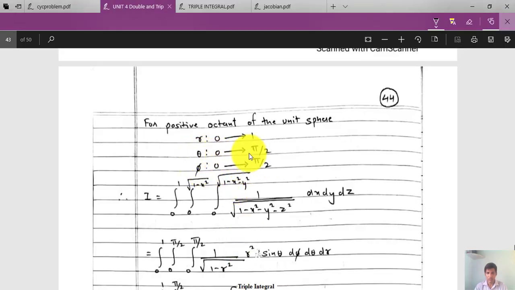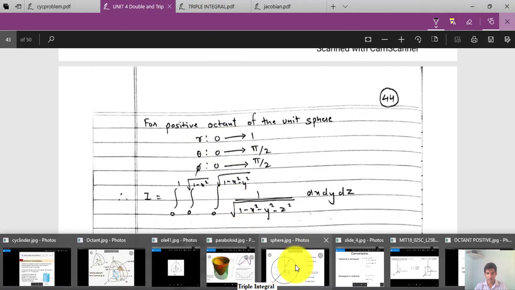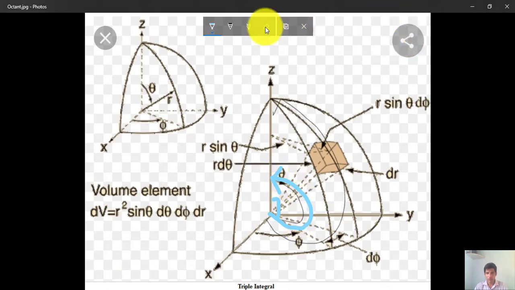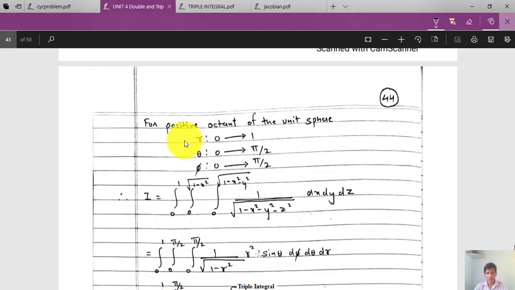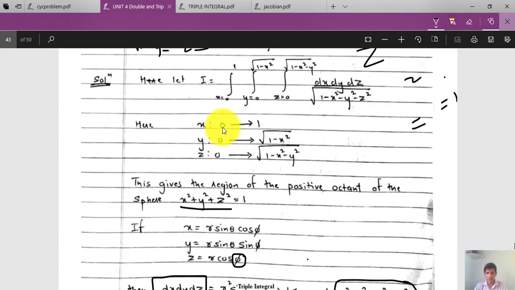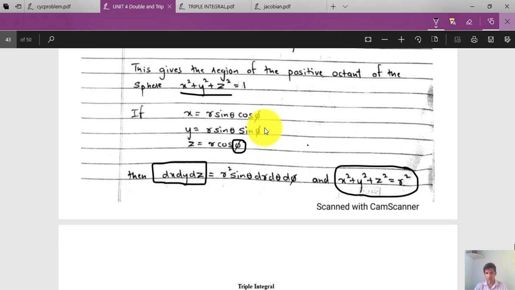What is happening to theta? See here, what is the value of theta? Theta also varies from 0 to pi by 2, if this is the y-axis, right? And finally r is the distance of a point from the origin. So r, if you take the value, definitely turns out to be 1, right?